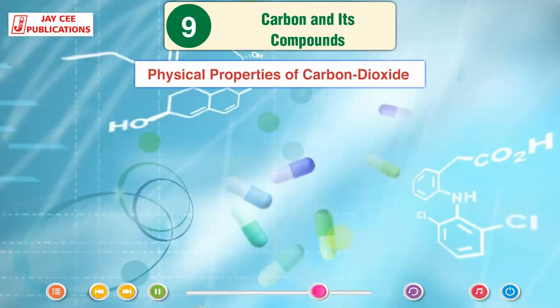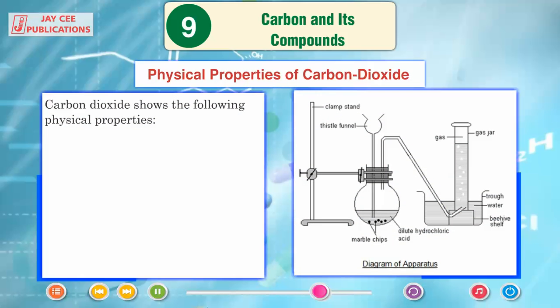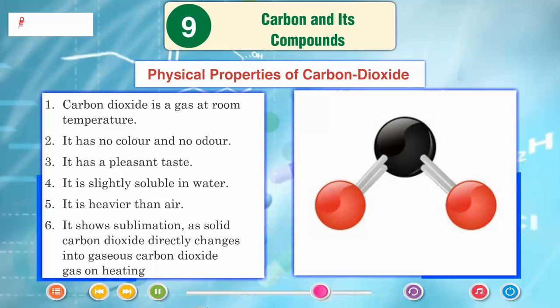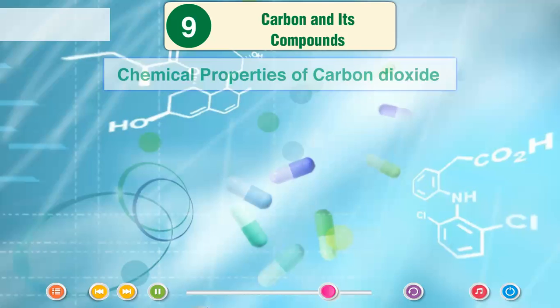Physical properties of carbon dioxide. Carbon dioxide shows the following physical properties. Carbon dioxide is a gas at room temperature. It has no color and no odor. It has a pleasant taste. It is slightly soluble in water. It is heavier than air. It shows sublimation, as solid carbon dioxide directly changes into carbon dioxide gas on heating.